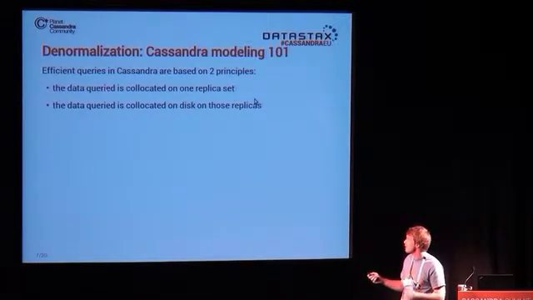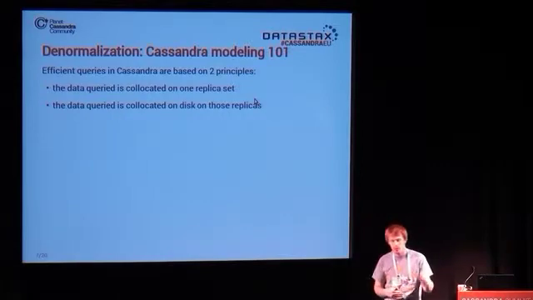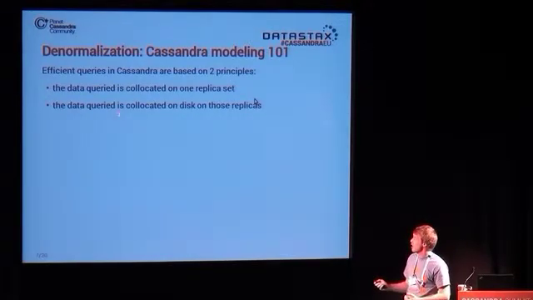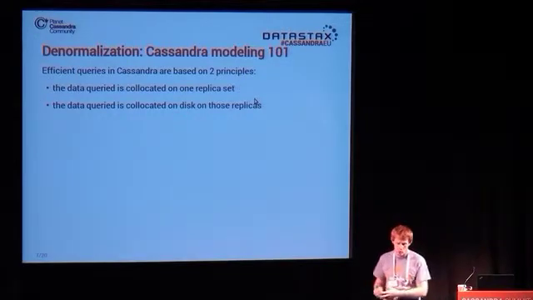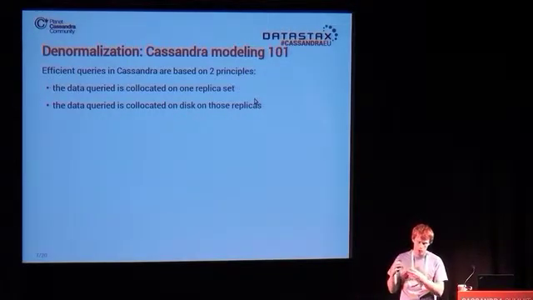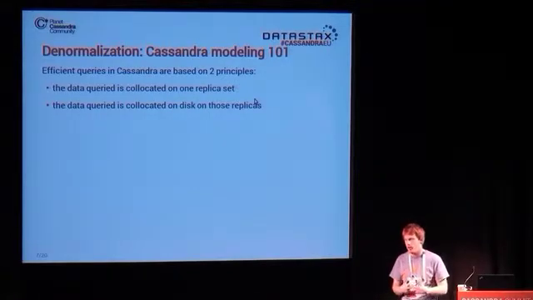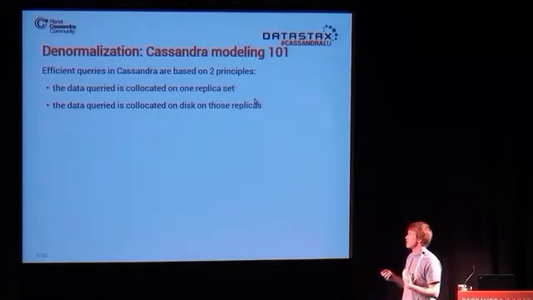So the idea is that you will group data that will be queried together on the node. And when you do that, you also want to collocate data on disk. That is, not only will you put data that you query together on one node, but you will actually write it sequentially on disk. And that's the way Cassandra works. It's the way the storage engine works.